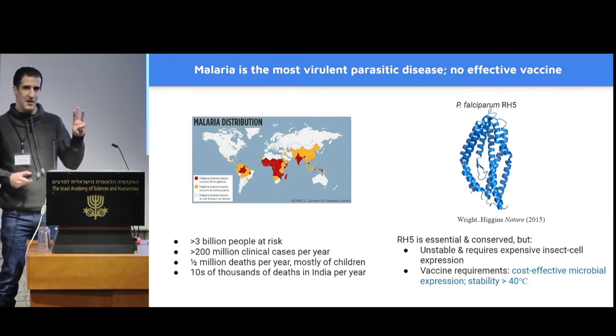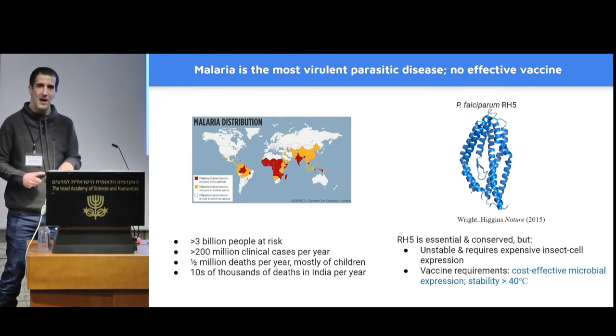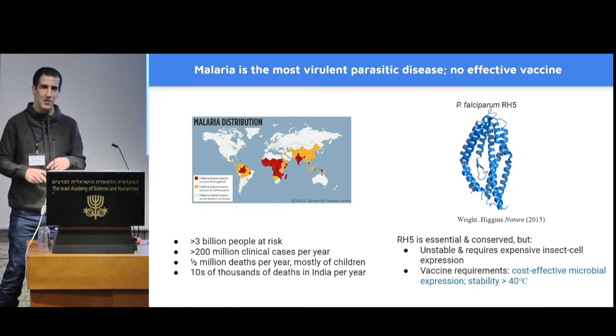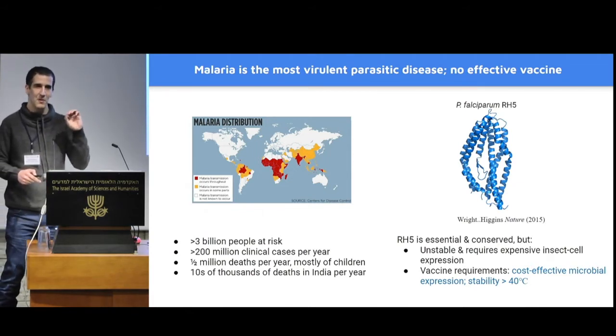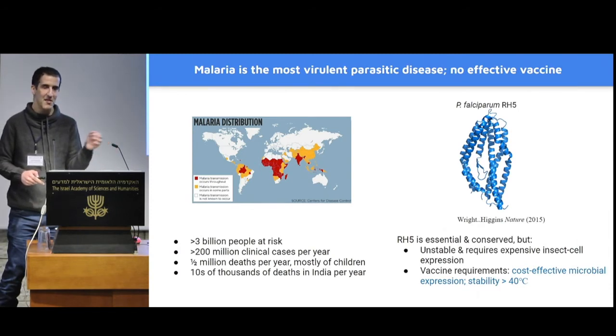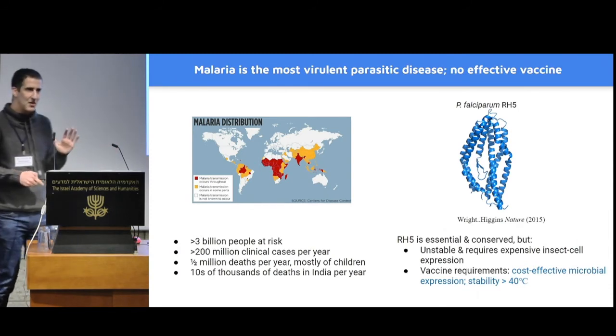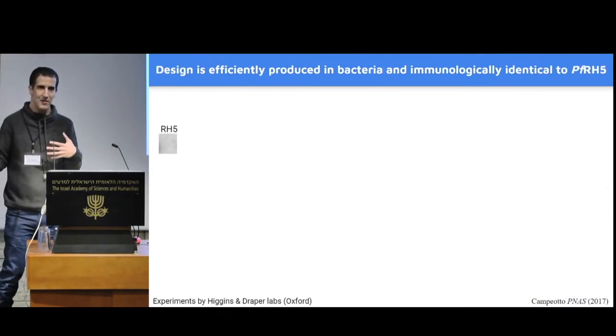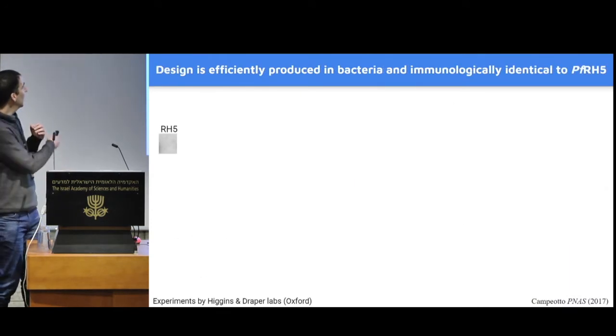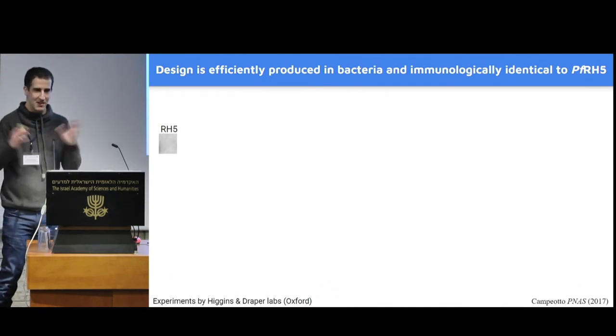So we designed 3 variants of this protein, and we sent the sequences to our collaborators, Matt Higgins and Simon Draper at Oxford University, and we suggested that they might try to express these variants in bacterial cells. They were initially quite reluctant to try that, because whenever they tried any construct of RH5 in bacterial cells, these are the expression levels they got: nothing.